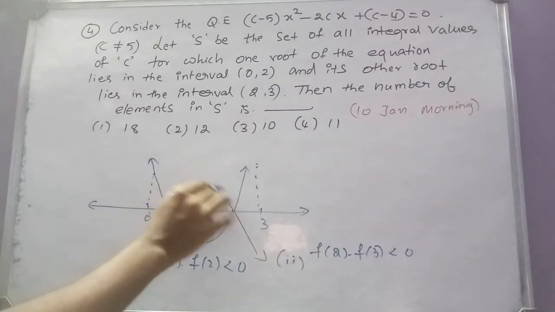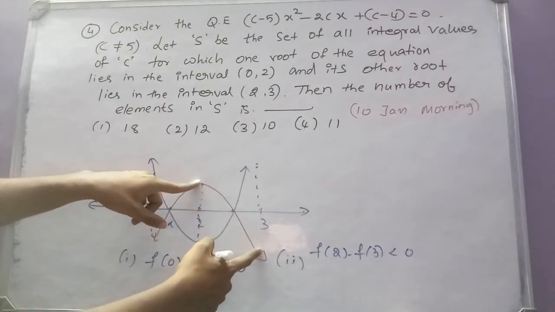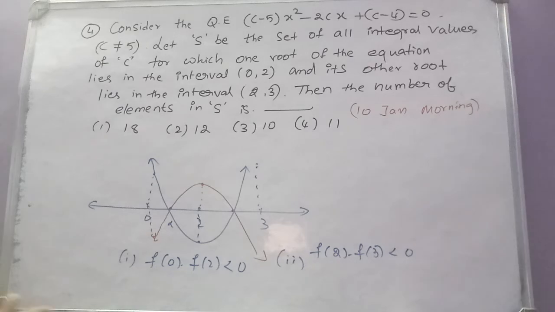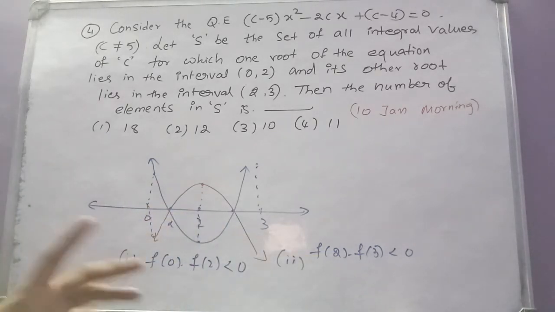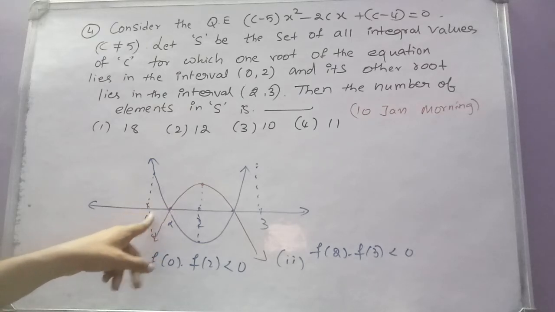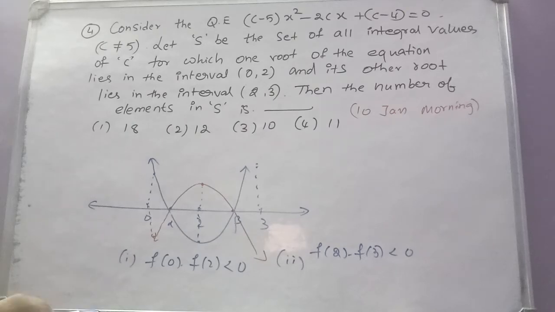If you consider the downward parabola, f of 2 is positive and f of 3 is negative. In this case also, f of 2 into f of 3 is negative. So these are the two conditions that you are supposed to consider if you want one root between 0 and 2 and another root between 2 and 3. That is enough. No other conditions are required.